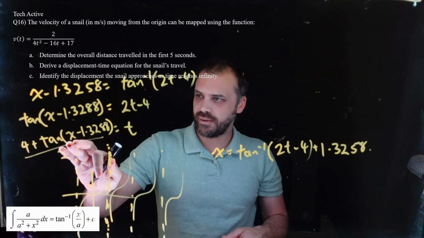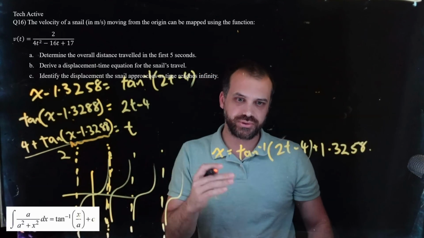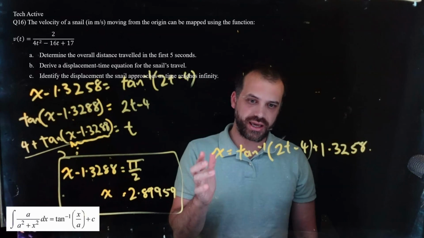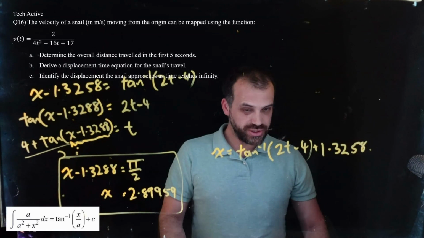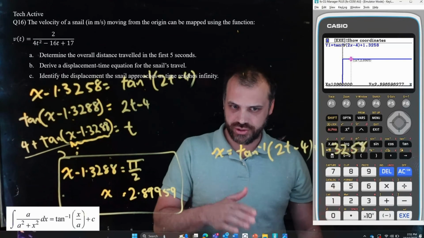So what happens when this whole portion is equal to pi on 2? You get x equals 2.8959, which is exactly what we saw with our calculator up there, or close enough.